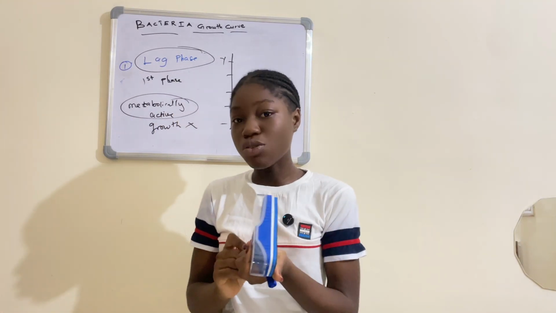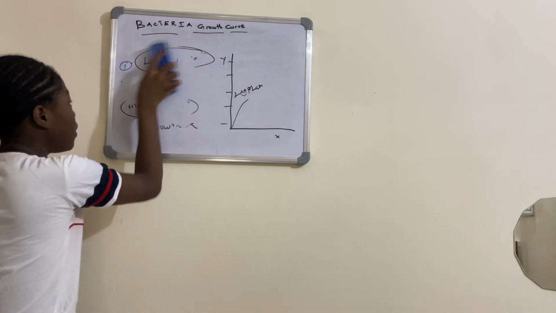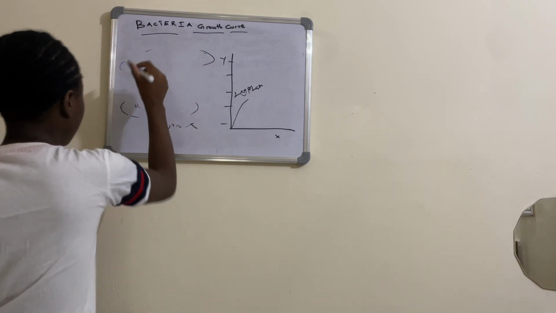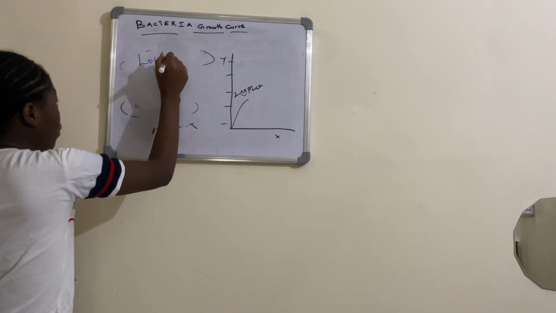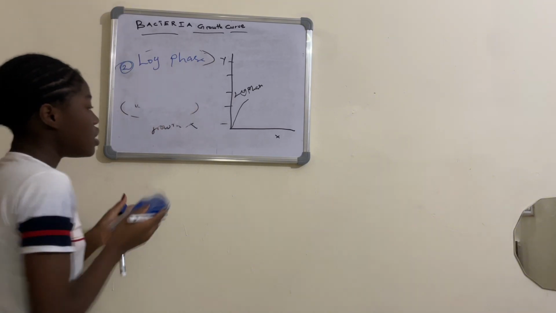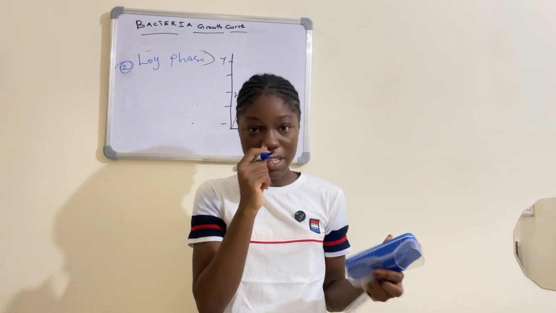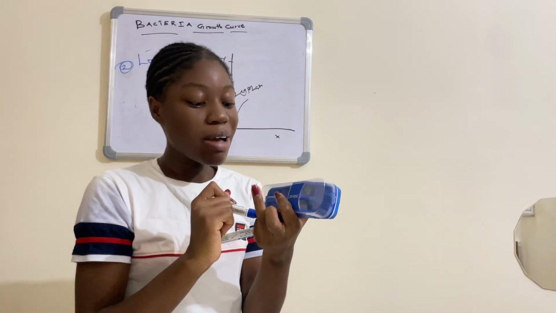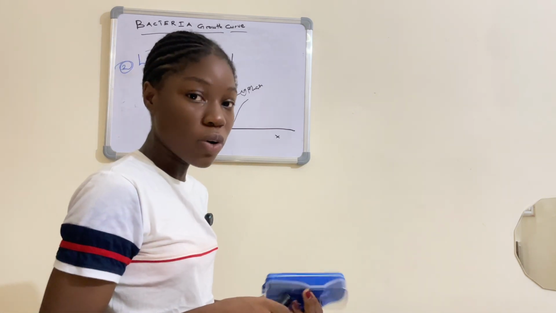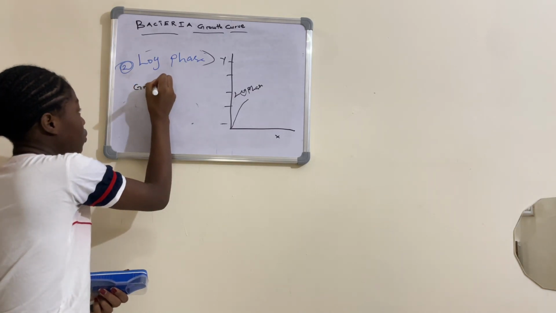Moving on, let's go to the next phase, the second phase, which we call the log phase. The log phase is also called the exponential phase. In this phase, what happens is that the bacteria start to grow. Growth starts in the log or the exponential phase.